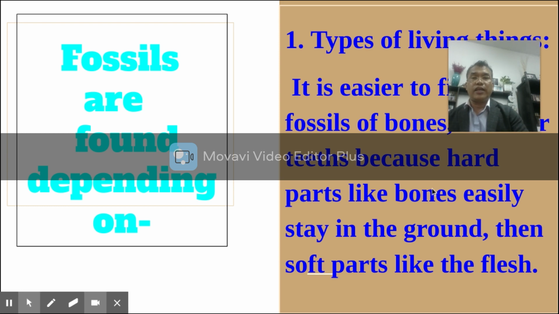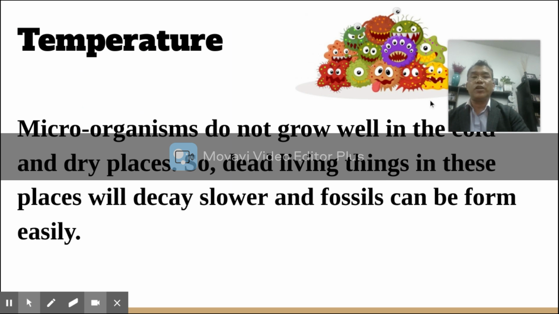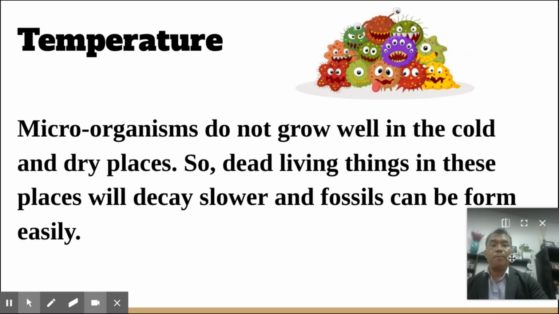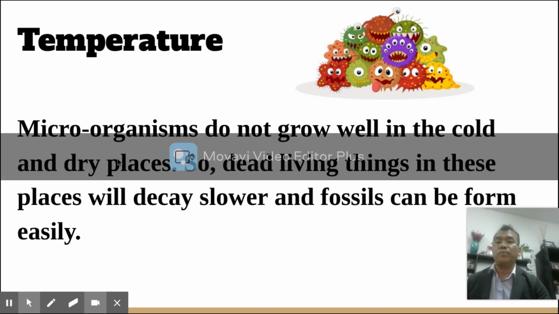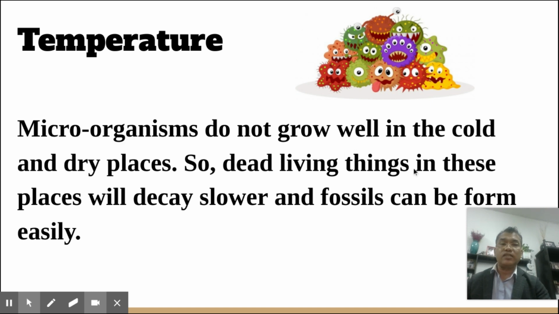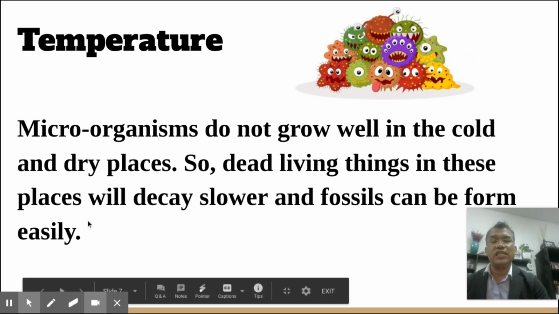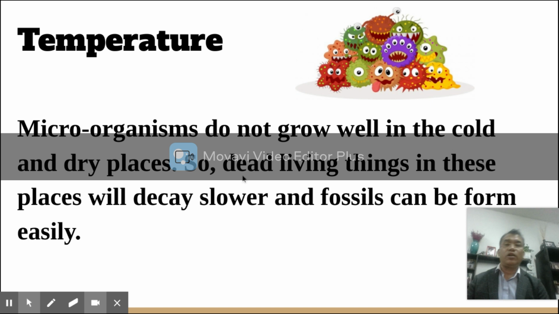And then the next one is the temperature. The fossils are formed depending on the temperature. See here, microorganisms. This picture shows they do not grow well in cold and dry places. Microorganisms usually live in a hot and wet place, not in a dry or cold one. So dead living things in these places will decay slower, and fossils can be formed easily because it is cold and dry. The bones remain for a long time. They don't get decayed quickly, and fossils are formed.